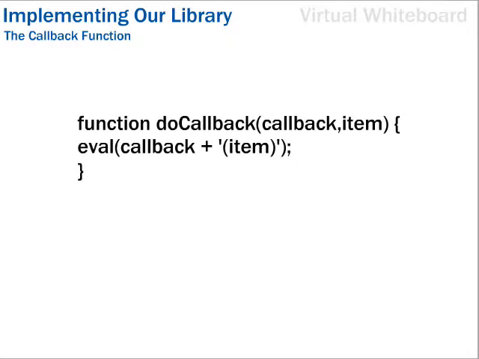How do we deal with the callback function? We're going to add a further function. This function uses JavaScript's eval function to execute another function whose name is passed to it as an argument, while also passing to that function an argument of its own via item. Let's look at how these functions might interact when called from an event handler.